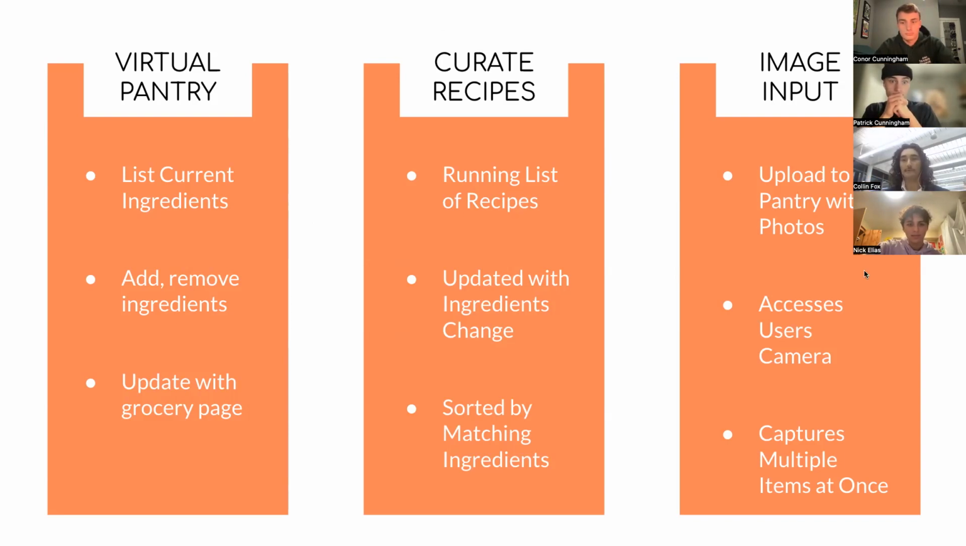And then we also have the image input. That's the main thing we've got going on here, the machine learning aspect of it. With the pantry, you can take a picture, upload a photo, or access your camera itself, and it will take a picture of all the foods you have or an individual food, read it, and send it to your pantry, so that's just another way of inputting it. So yeah.